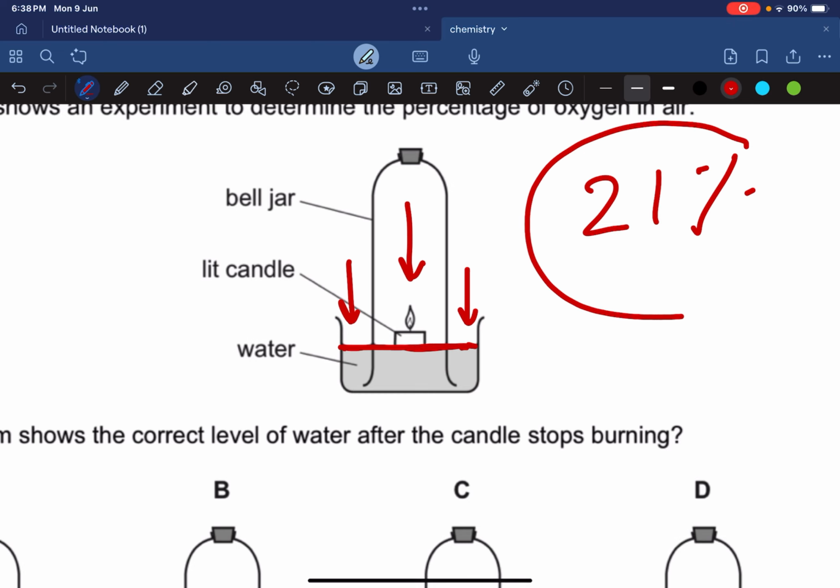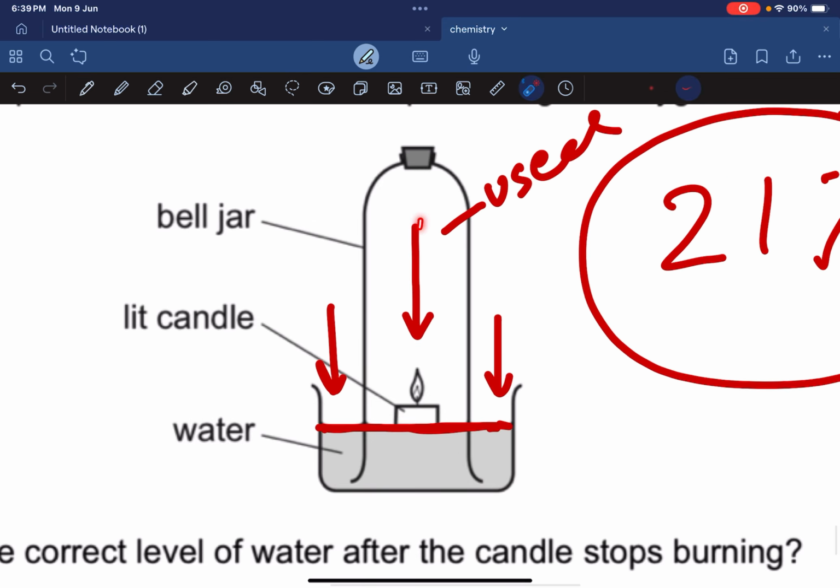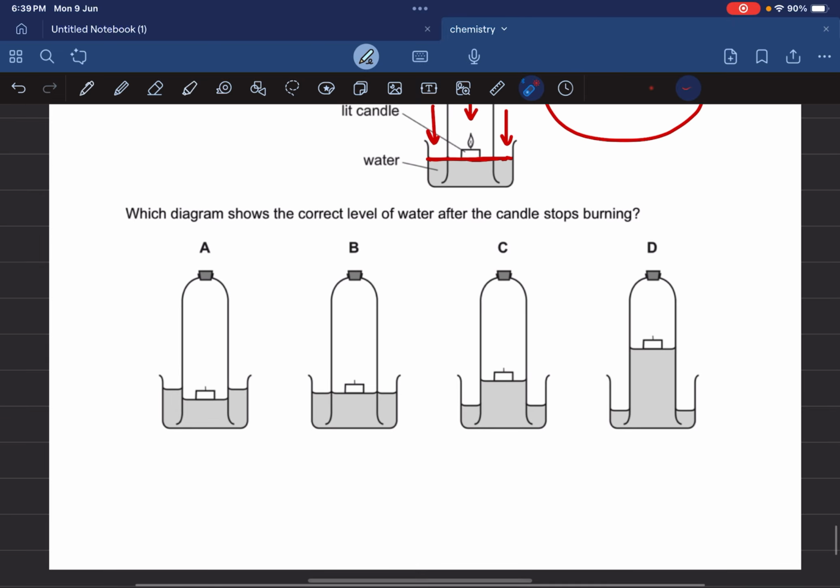Now 21% is oxygen. Some of the oxygen in this bell jar is going to be used up. So now the air over here is less. And the push downwards, just think about it, air is pushing downwards, and now some of the air has been used up, so there is less air. So the push of air downwards is going to be less, so the water level is going to rise, because oxygen in the air has been used up. So now the air is pushing less hard, and because the air is pushing less hard downwards, the water level is going to rise. So it's going to be option C.